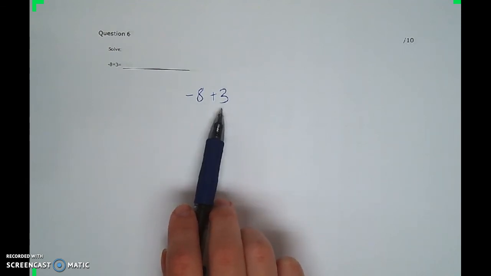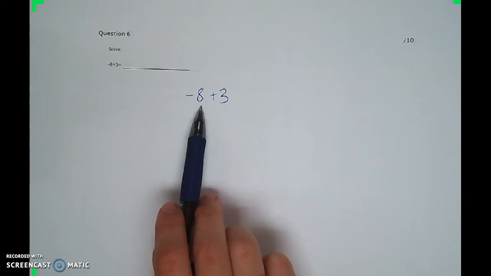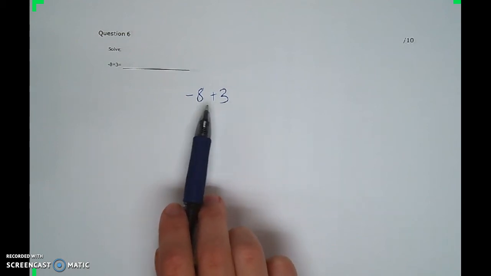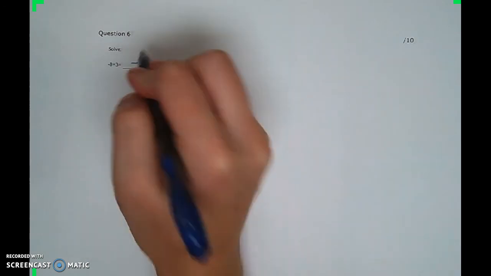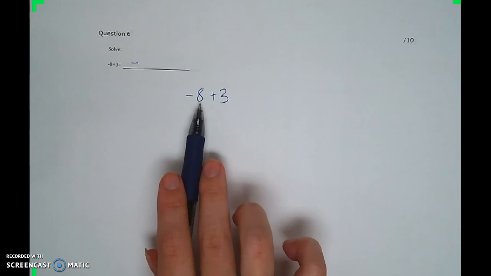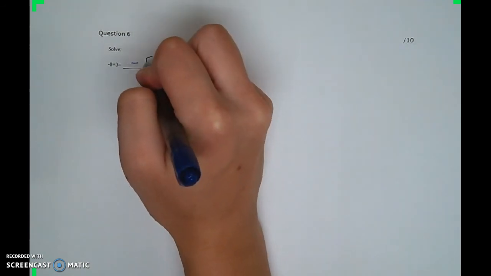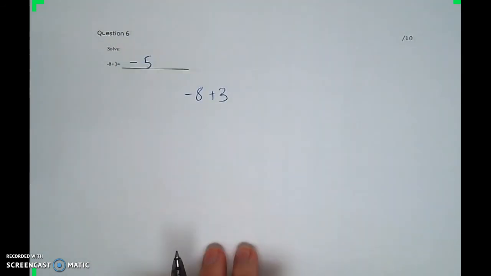So that means I need to find the difference in the numbers, and then to find if it's going to be a positive or a negative number, I need to figure out which number has the biggest absolute value, or like number piece, and then we'll keep that sign. So in this case, 8 has a bigger absolute value than 3, and since 8 is negative, our answer is going to be negative, and then we want to subtract 8 minus 3, which gives us 5. So our answer here would be -5.